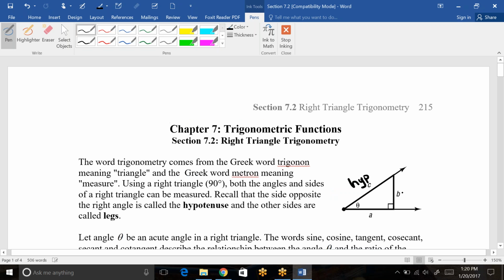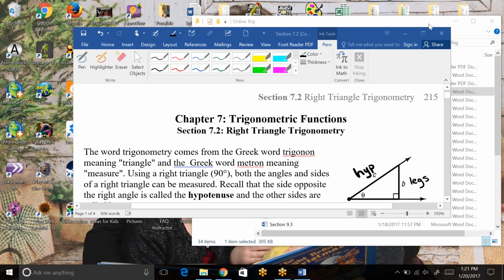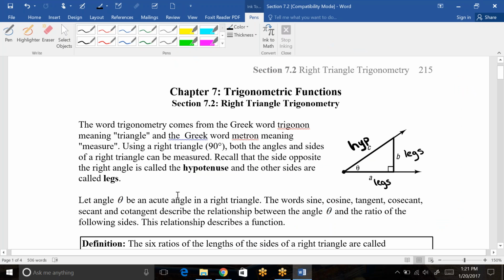And then that means that the other two parts of this triangle, the ones that actually form the right angle, are called the legs. Now, in a minute, we'll talk about a geometry concept that you might remember about right triangles. So let angle theta be an acute angle in this right triangle. So it can't be the 90-degree angle, so it either has to be this angle down here or the one at the top. We are referencing the one at the bottom right now.